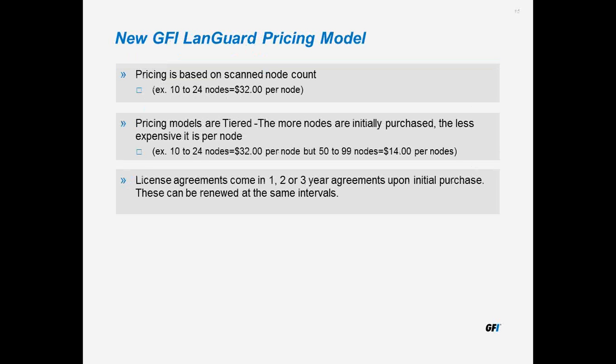Again, a little more detailed breakdown of the GFI LanGuard pricing model. Pricing is going to be based on node count as opposed to IP count, but it's still going to be modeled and tiered the same. For instance, 10 to 24 IPs in the past would have been $32 per IP. Now it's just $32 per node. Pricing models are still tiered the same way, so you don't have to learn any new modeling. Also, upon initial purchase, the more nodes you buy, the less expensive it is per node. That part will not change either. License agreements will also be the same, 1, 2, and 3-year increments, with renewals mirroring that as well.